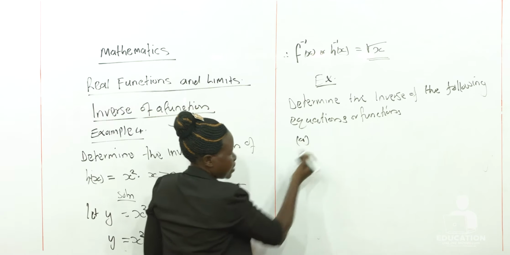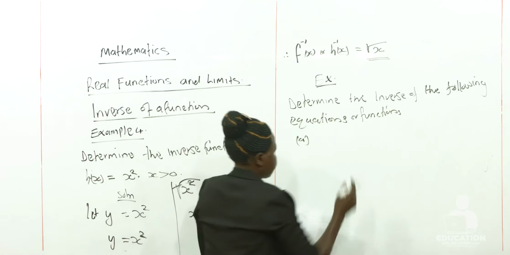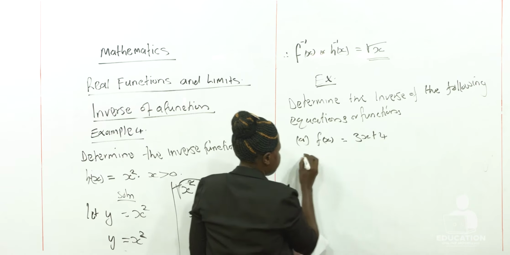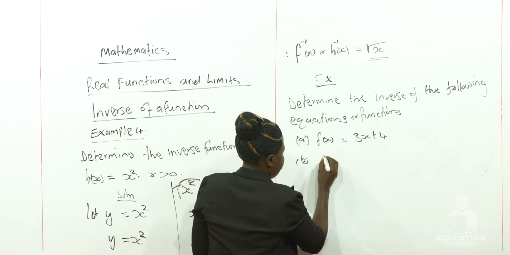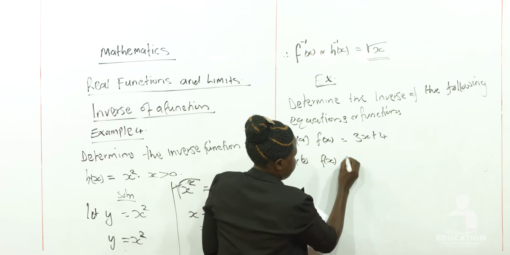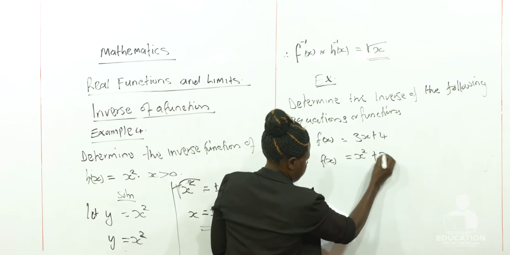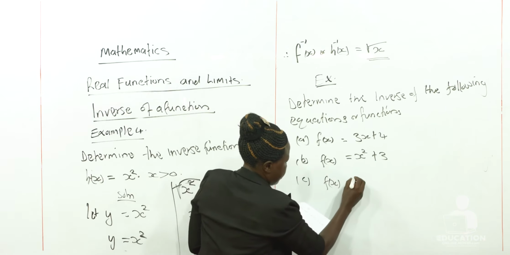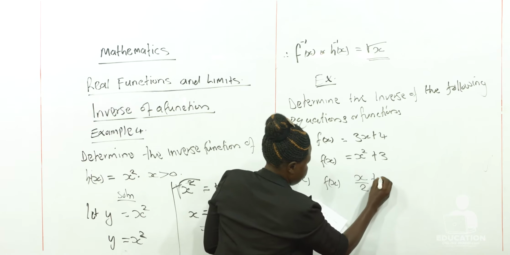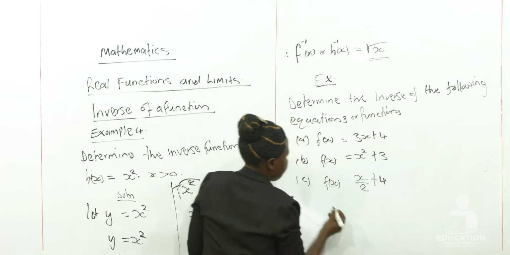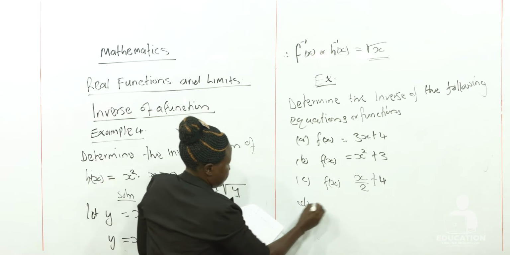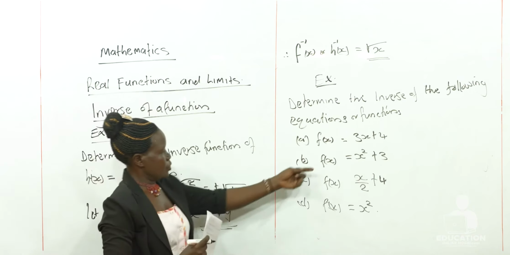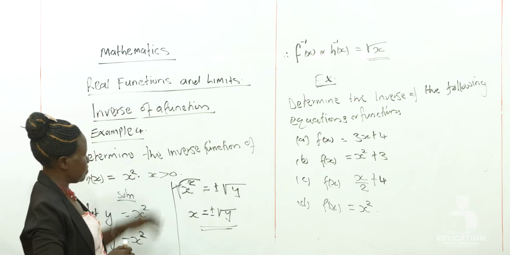A, we have f(x) equals 3x plus 4. Write the inverse of it. B, we have f(x) equals x squared plus 3. C, we have f(x) equals x over 2 plus 4. D, f(x) equals x squared. So dear learners, try to attempt those questions following the examples that we have had.